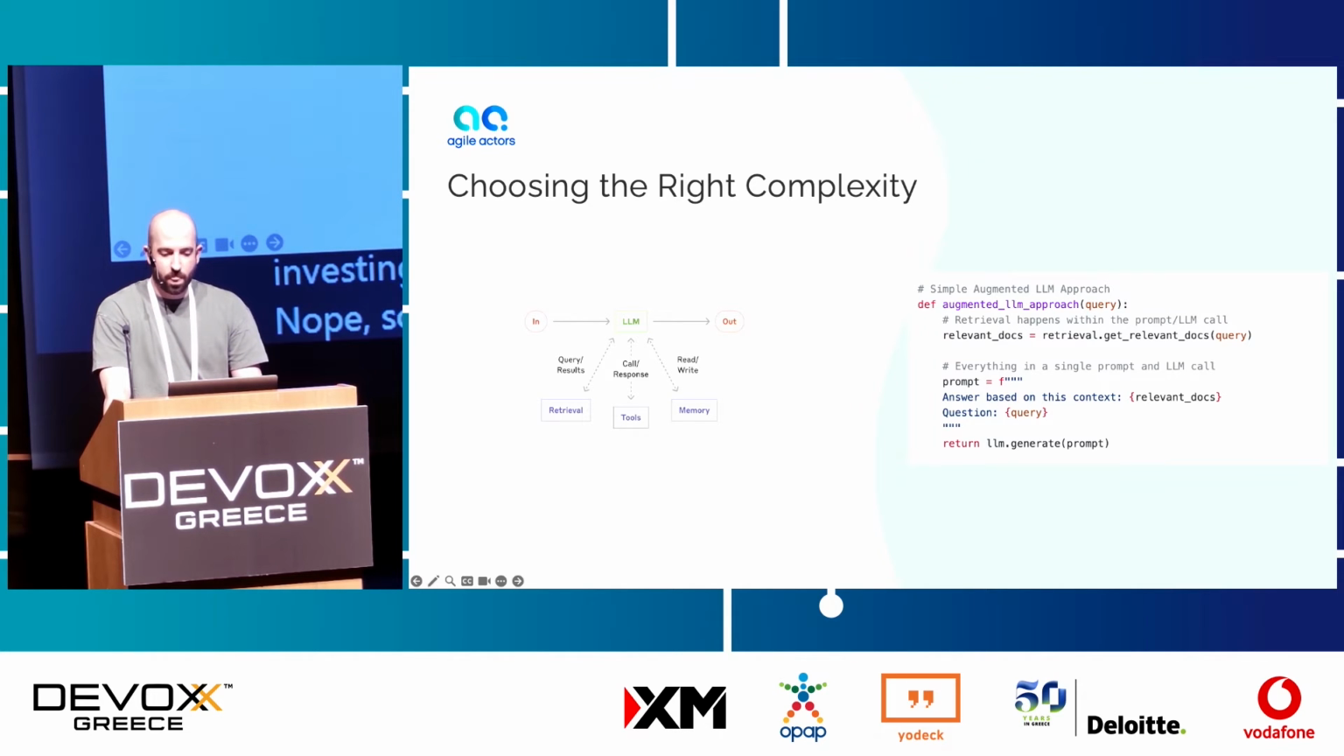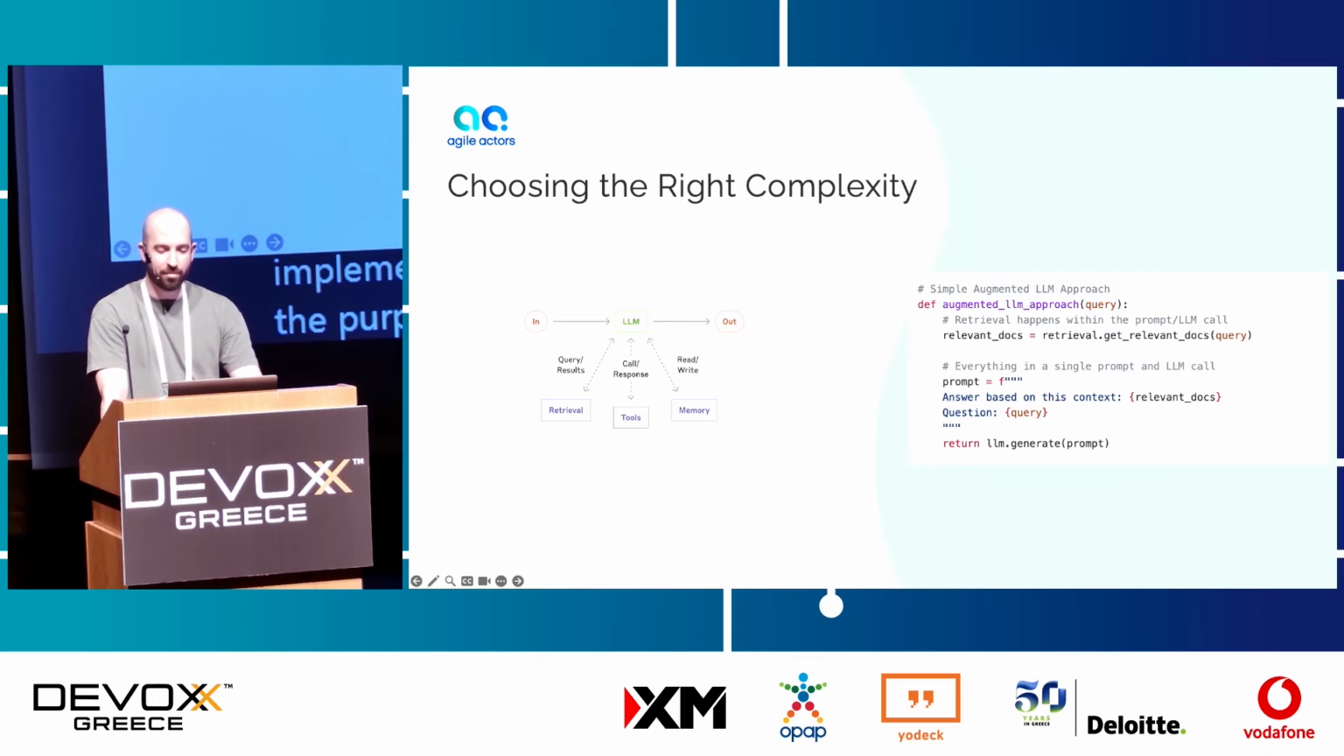So we talked previously about the fundamental building block that is the augmented LLM, which is basically a large language model with retrieval, tools, and some memory capabilities. This is on the left. On the right, you can see a simple Python implementation. Disclaimer, this is a very simplistic approach just for the purpose of this presentation.